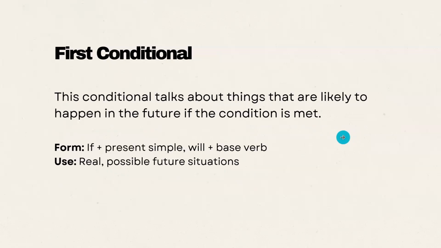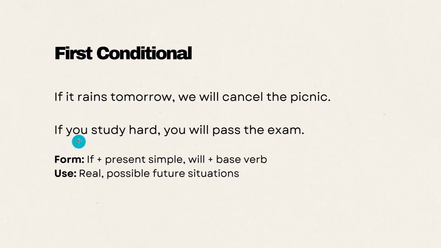The first conditional talks about real and possible future outcomes. The form is if plus present simple, then will plus base verb. That means the condition is in the present tense and the result uses will followed by the base form of the verb. For example, if it rains tomorrow, we will cancel the picnic.